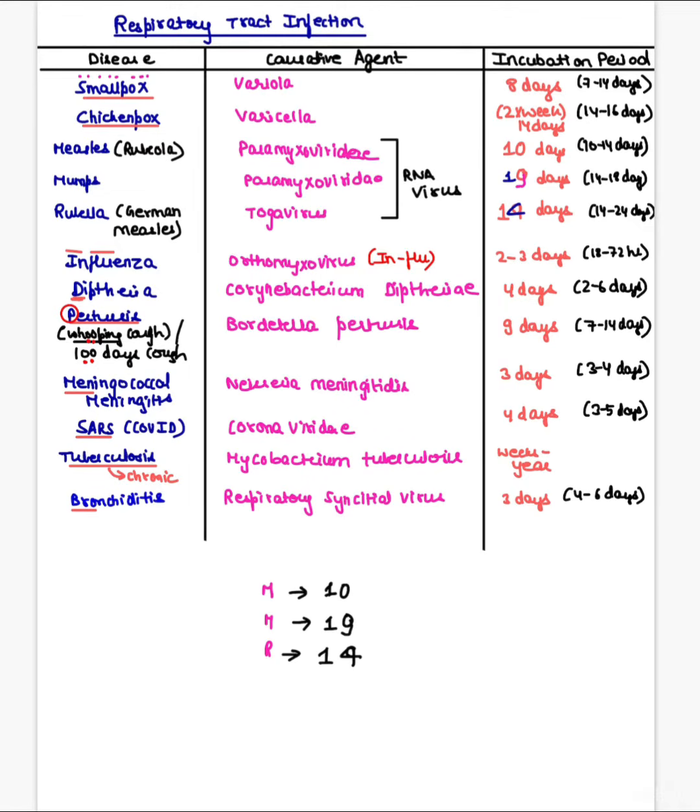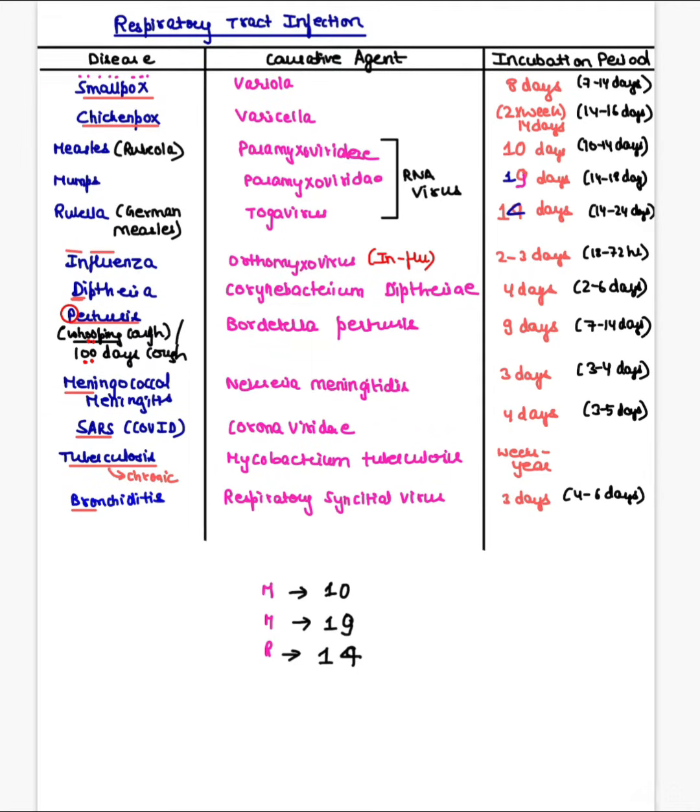Now coming to influenza. See, measles is caused by paramyxoviridae, mumps is caused by paramyxoviridae, but rubella is caused by togavirus. For measles the important thing is the presence of Koplik spots, and for rubella it's the Forchheimer spot. Measles is also known as rubeola. Mumps causes parotitis, orchitis, this type of infection, and rubella is known as German measles, togaviridae.